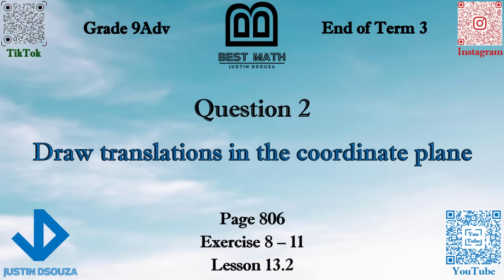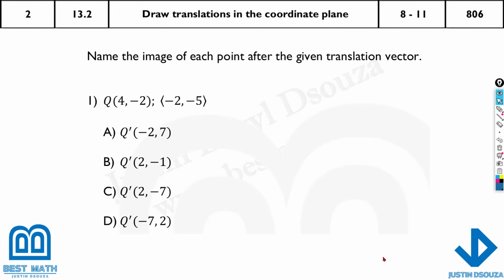In this video, we will learn about translations in the coordinate plane. Here we have been given the point Q, that is (4, 2), and the translation vector. It will be in the diamond brackets. You can see these pointy brackets. They're called diamond brackets, and that is the translation vector. So what we do is very, very simple. You just add the translation vector to the given point.